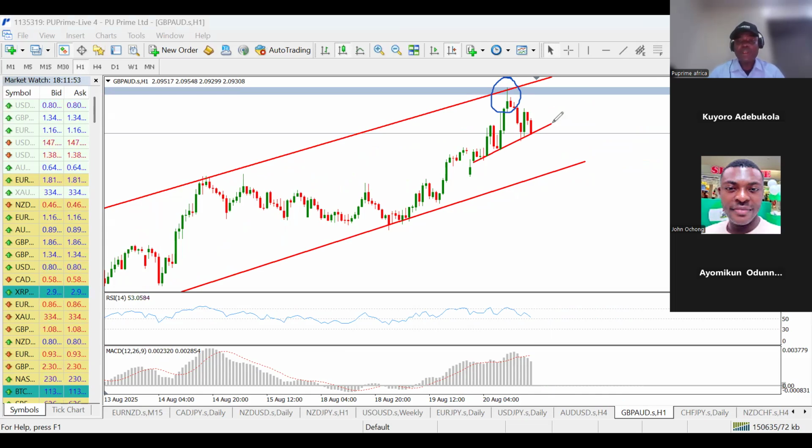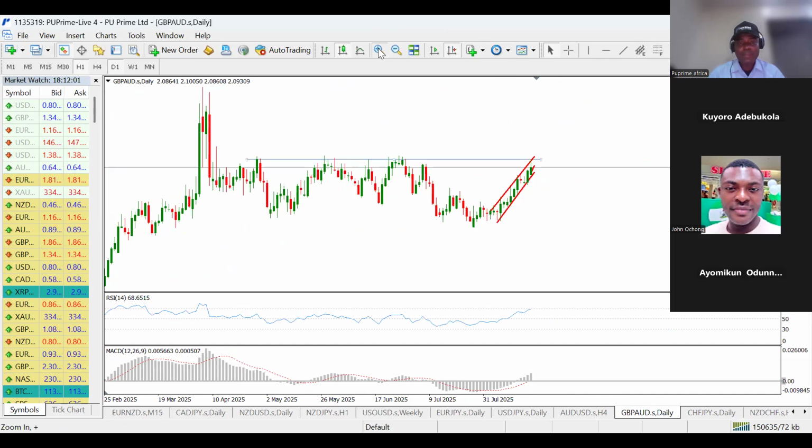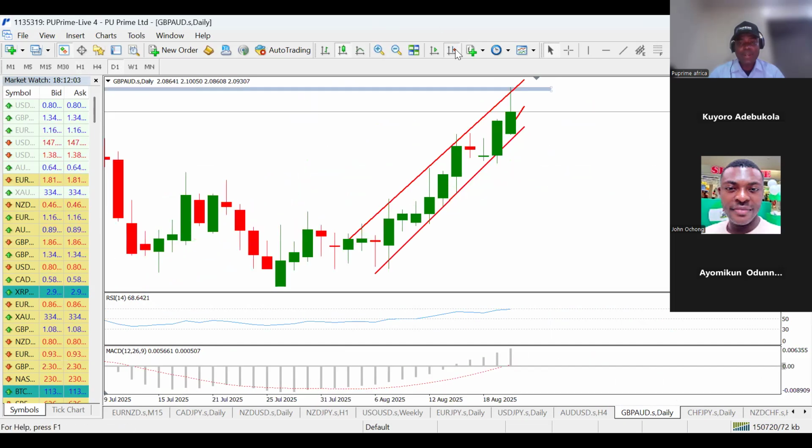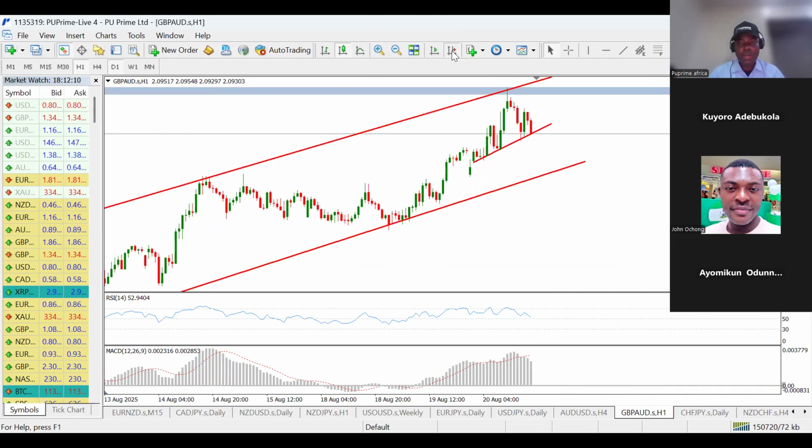Two, it is equally found at a resistance zone, and that resistance zone dates back to the daily time frame. It's a daily time frame resistance. Now we found it forming a rejection candle on 1 hour. This is a double confirmation of a reversal in price. And you can clearly see that price reversed afterwards on the 1 hour.